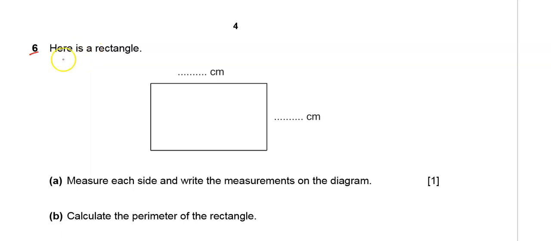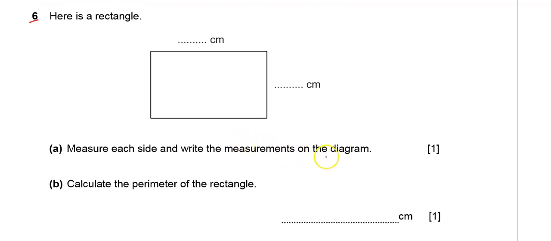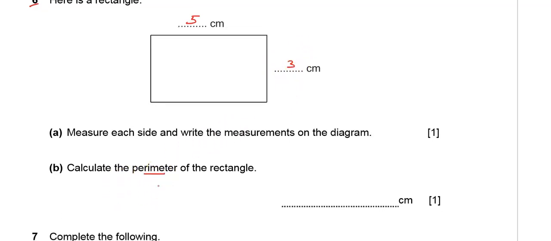Question number 6. Here is a rectangle. Measure each side and write the measurement on the diagram. Use a ruler and do your measurement. You'll find this is 5 centimeters and this is 3 centimeters. Calculate the perimeter of the rectangle.